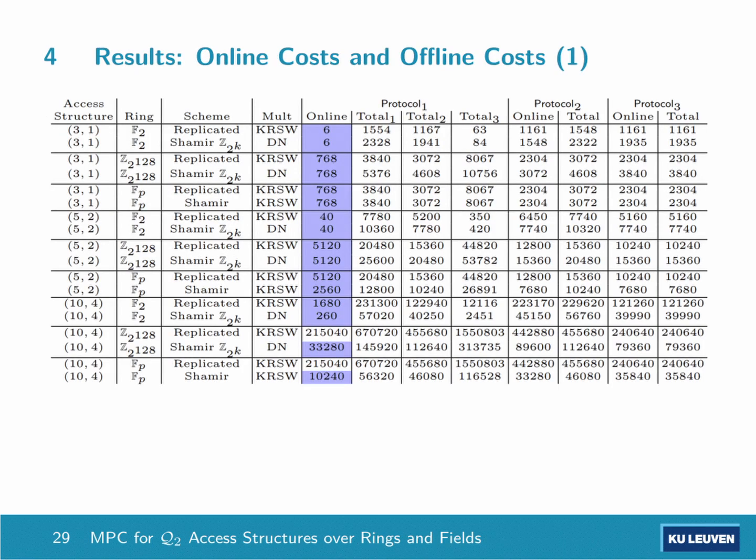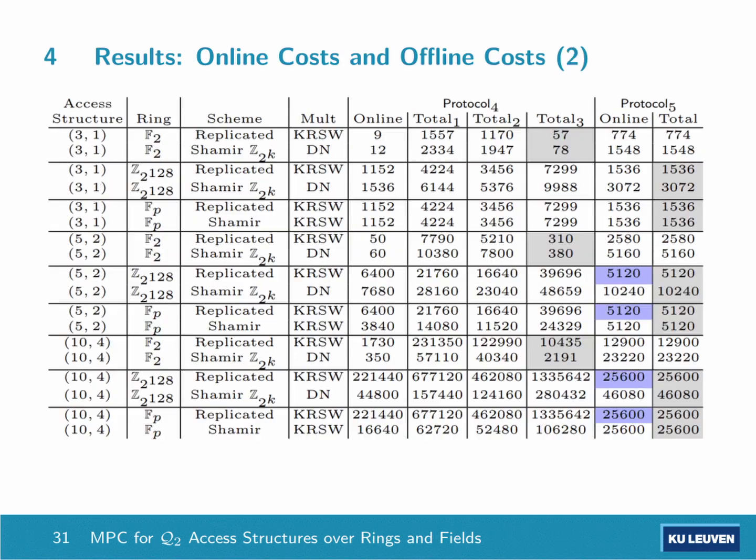Speaking of the results, let's have a look at them. In this table, you can see the 5 different complete protocols, each equipped with the appropriate underlying offline protocol. Each of these protocols was tested on 3 different access structures, 3.1, 5.2, and 10.4, in 3 different situations: the prime field, the binary field, and the integers modulo 2^128. We also tested them with 2 different schemes, replicated or Shamir style.